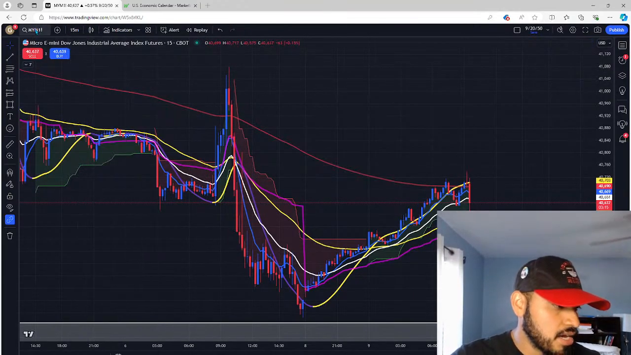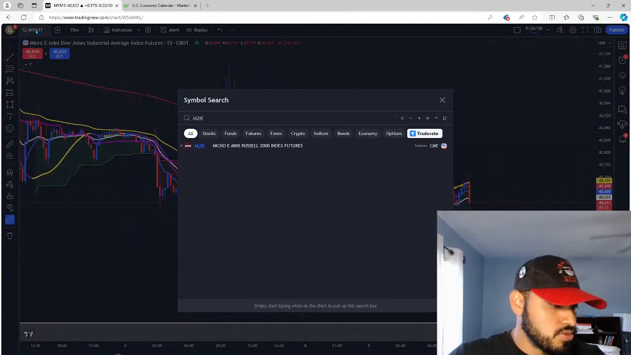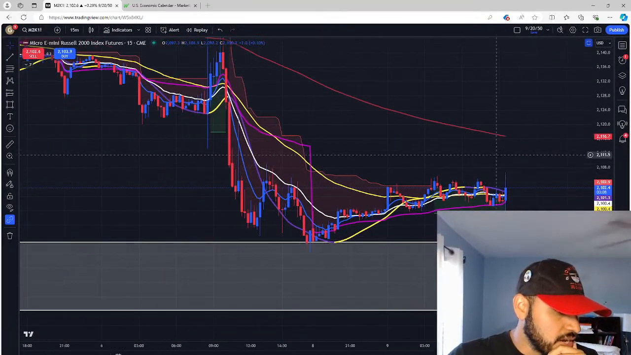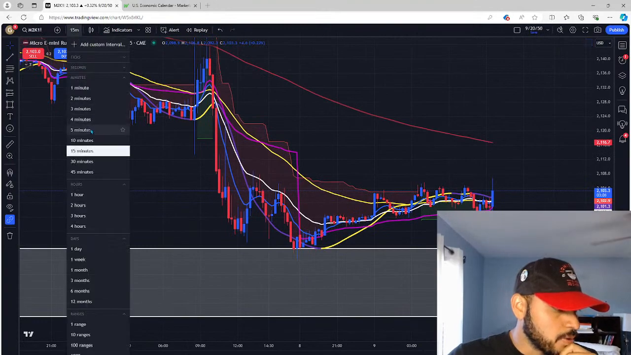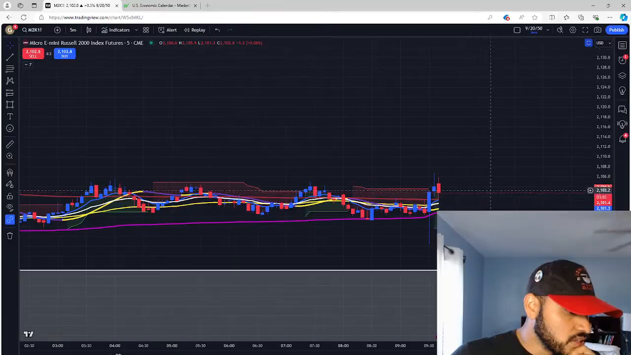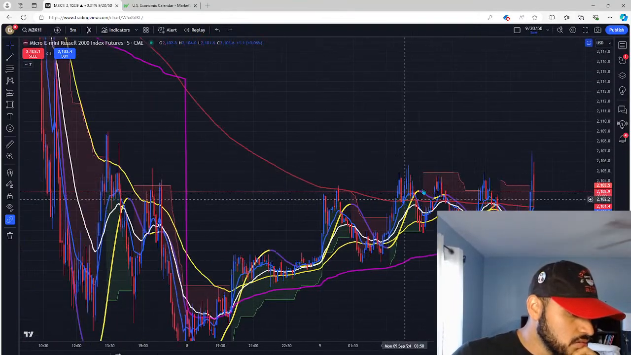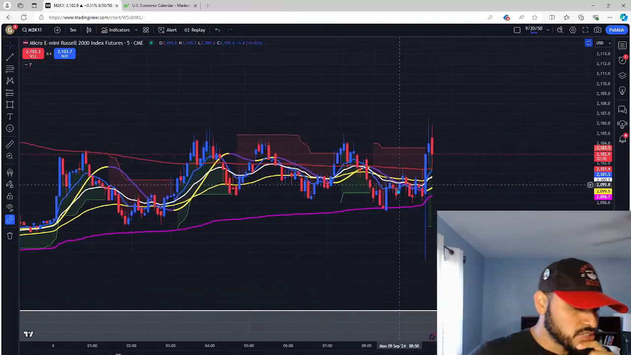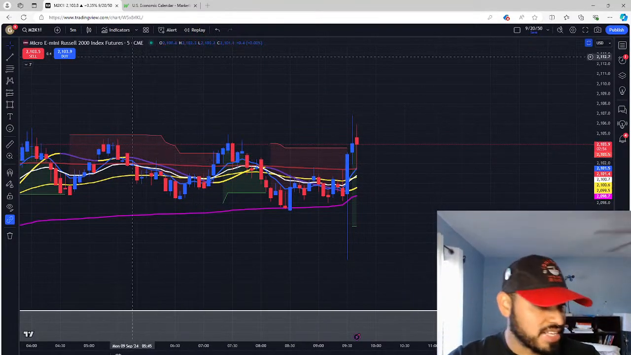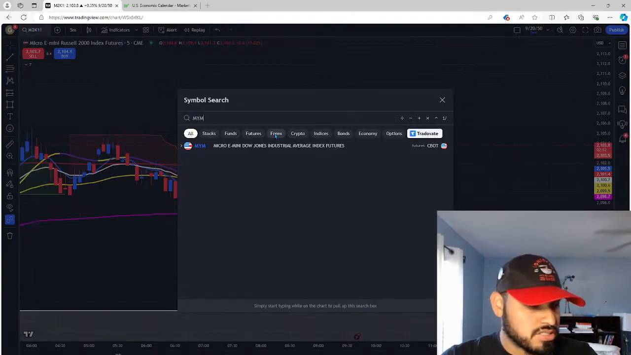So let's go on M2K. On the 15-minute, we're right there. We're still just chopping around, not doing anything. There is no clear trend at all. So I'm still waiting for price action to do its thing.